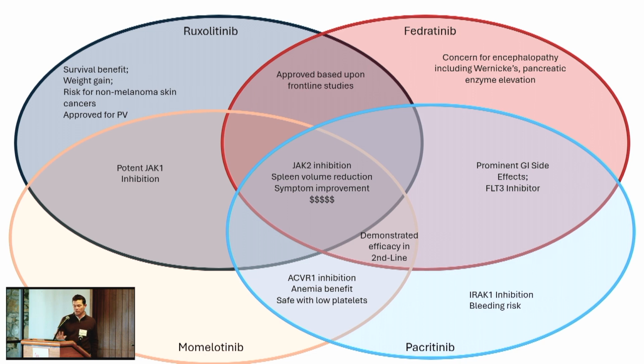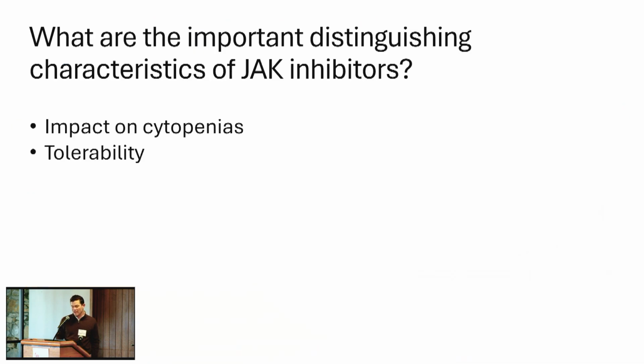Overall, this is showing that there's a lot of similarities between these agents, but there are some key differences, and really what it comes down to is what are the distinguishing factors? And it's as simple as this. Impact on cytopenias, tolerability profile, right? I think that's the main way that these differentiate, because from an efficacy side of things, in terms of what they can do, they're very similar. And certainly one patient may have a better response with one JAK inhibitor compared to another, but that's difficult to say from the data. Across the board, the data shows that these are effective in reducing spleen size and symptoms.